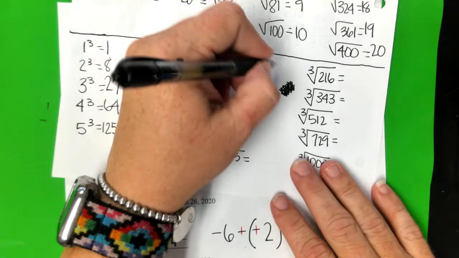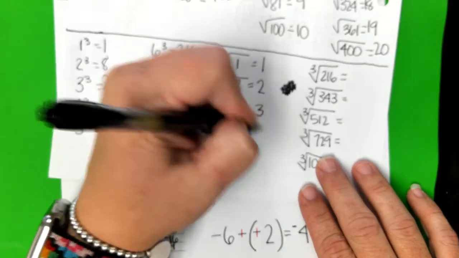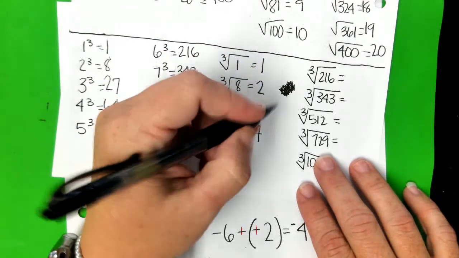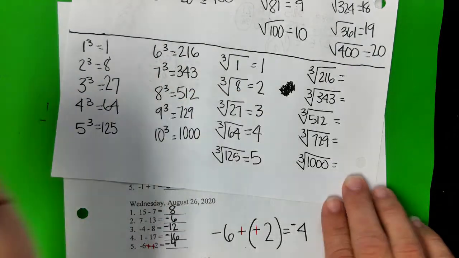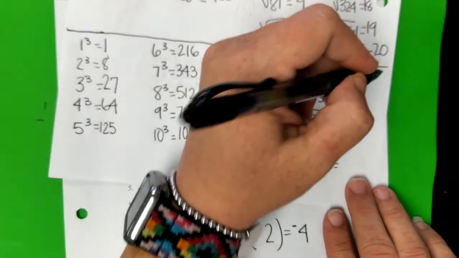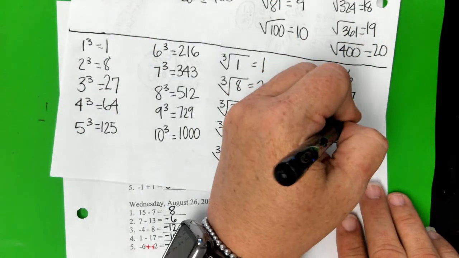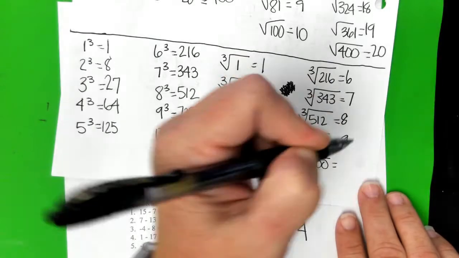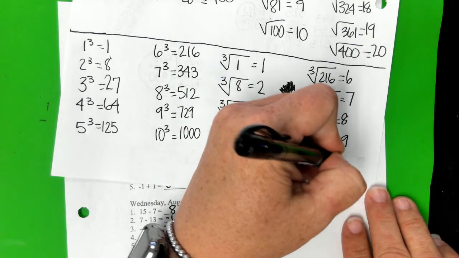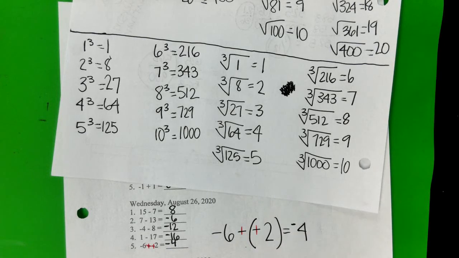Alright, cube root of 1 is 1. Cube root of 8, 2. Cube root of 27, 3. Cube root of 64 is 4. Cube root of 125 is 5. Cube root of 216, 6. Cube root of 343, 7. Cube root of 512, 8. Cube root of 729, 9. Cube root of 1000, 10. Does that help, Kate? Yes.